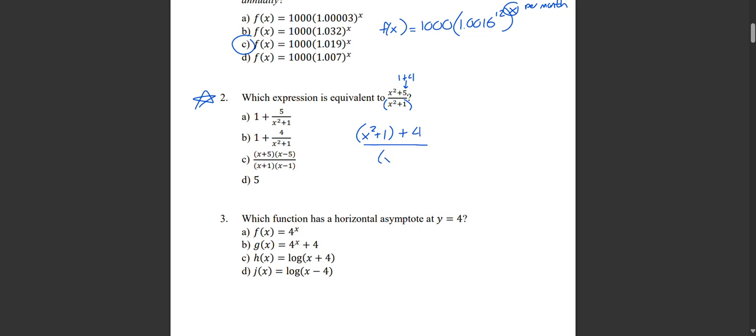And then what that allows me to do is a very specific type of butterfly division where the x squared plus 1s divide out to 1, and then I'm just left with 4 over x squared plus 1. And that would be answer B. But I will show it to you one time so you can see it.